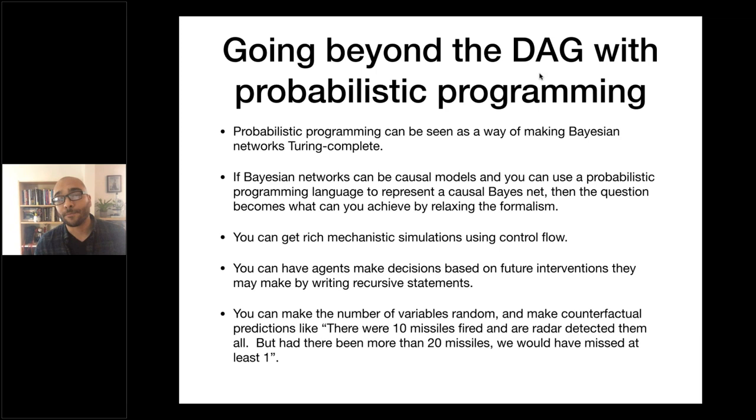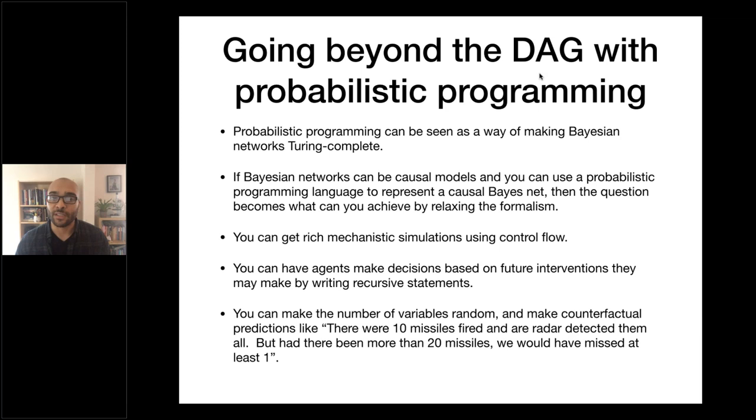You can also have agents make decisions based on future interventions they might make using recursion. So I'm an agent and I'm thinking about what decision to make. And so I'm thinking about what's going to happen to me in the future and what decisions I'll make in future states. When you have that kind of self-referential approach, often a smart thing to do is to use recursion, something you couldn't do with a DAG.